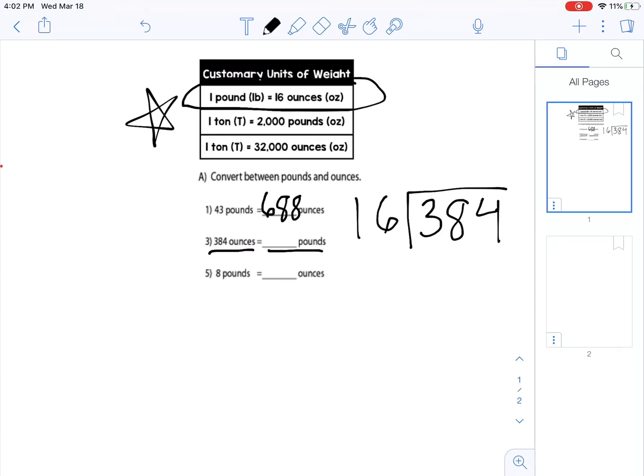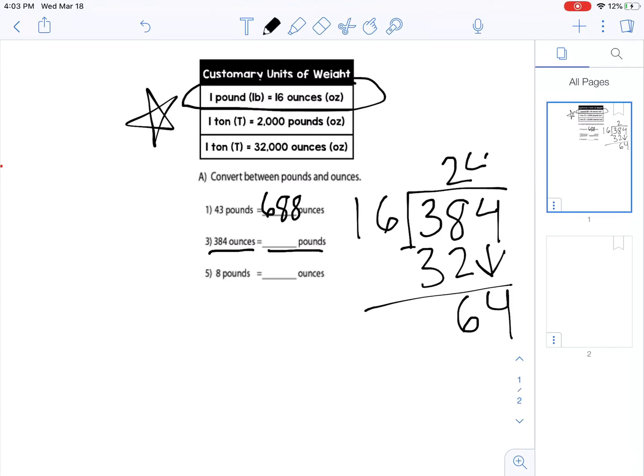16 goes into 38 2 times. 16 times 2 is 32. If you take 38 minus 32, 6. Carry down the 4. And 16 goes into 64 4 times, which equals 0. So we have 24 pounds. So 384 ounces equals 24 pounds.